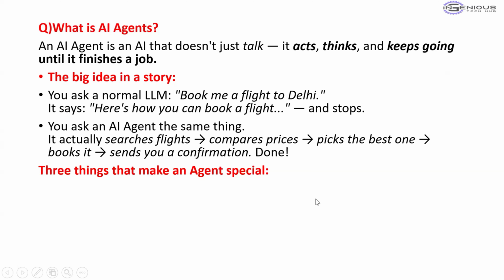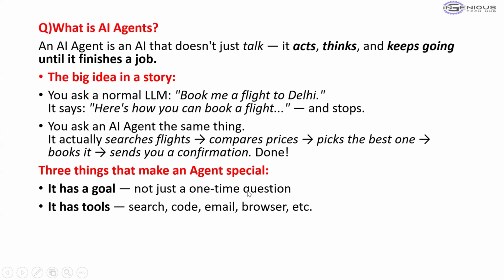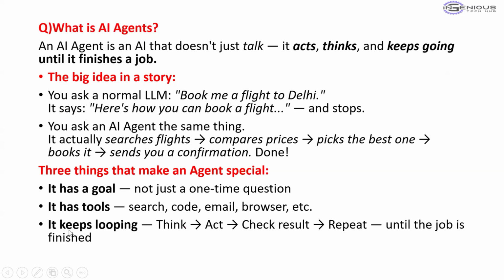And there are three things that make an AI agent special. It has a goal, not just one question. It has tools: search, code, email, and browse. And it keeps looping: think, act, check the result, and repeat until the job is finished.